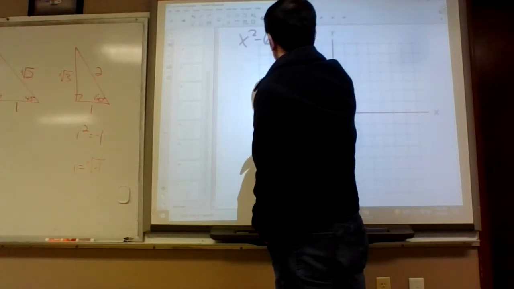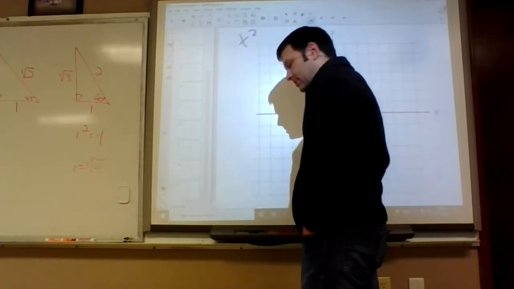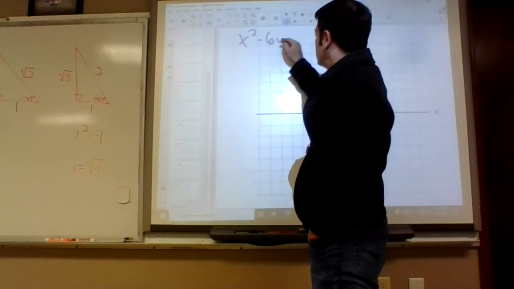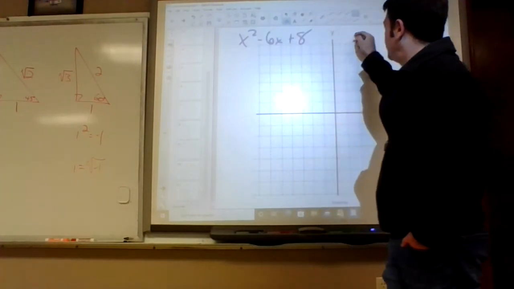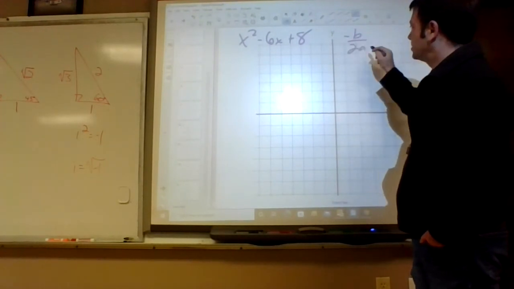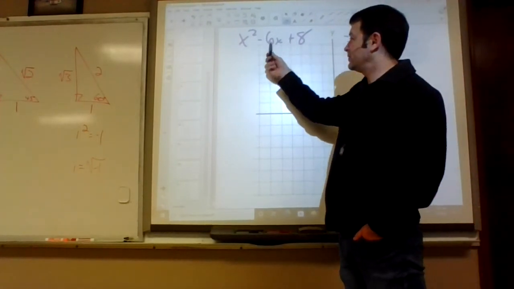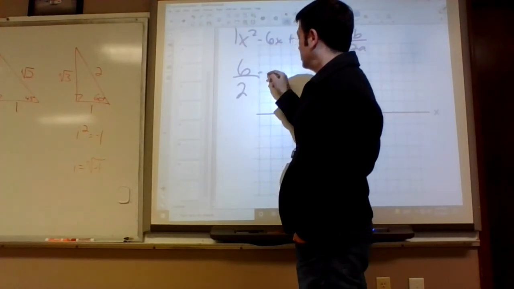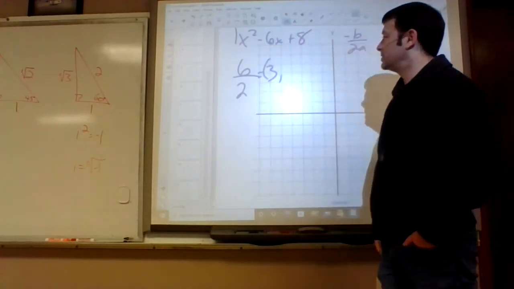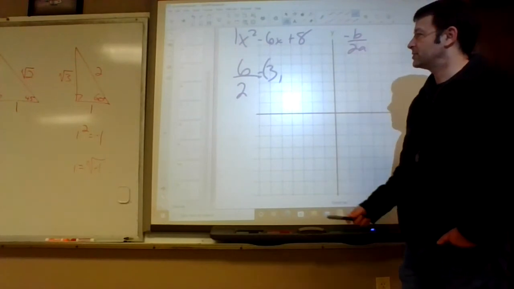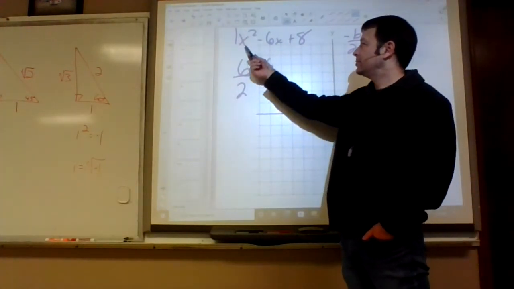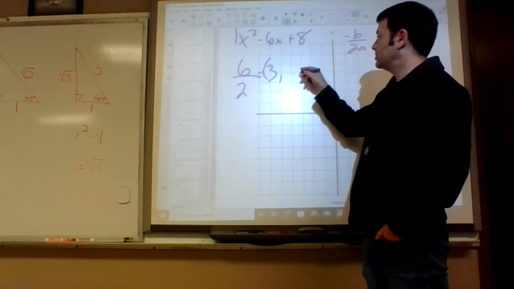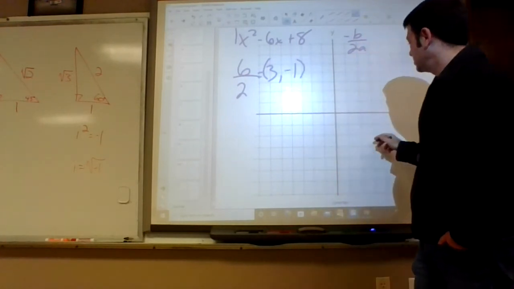Parabola. How do we find the vertex? We look at the thing. It's negative b over 2a. So negative -6 is 6 over 2 times 1. What's 3? 3 is the x coordinate of the vertex. If I find the y coordinate, plug that back in. So 9 minus 18 is -9 plus 8 is -1. 3, -1.